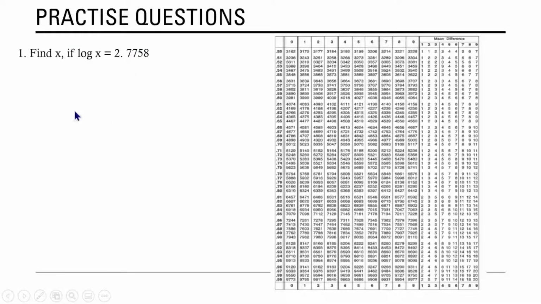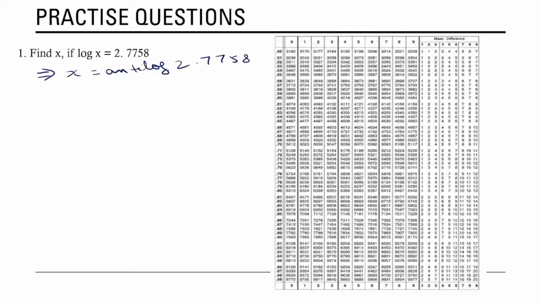We'll see an example question. Find x if log x is equal to 2.7758. Given log x is 2.7758, from this we can write x is equal to antilog of 2.7758.